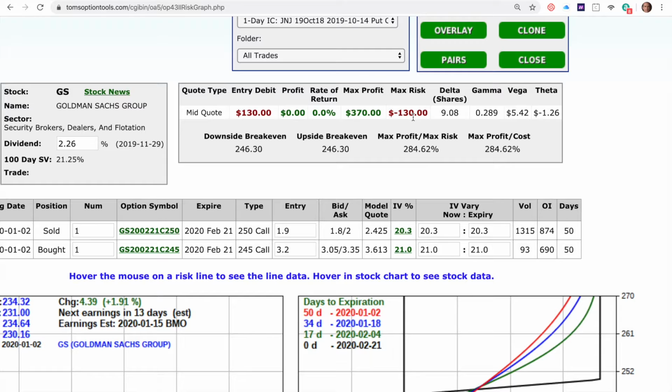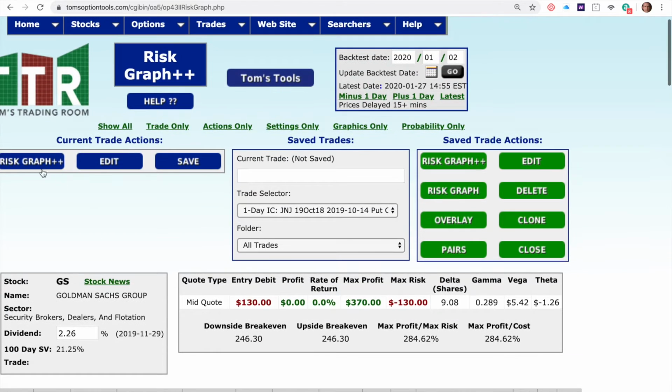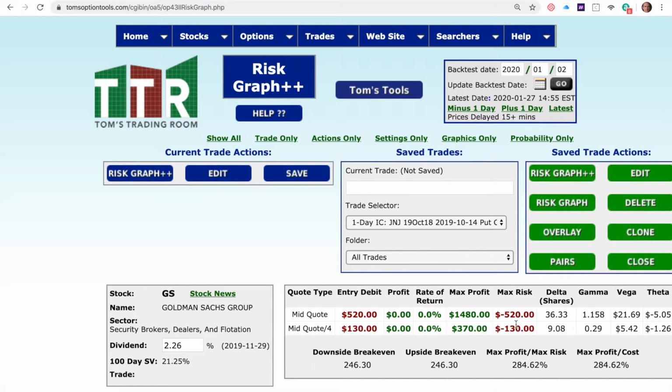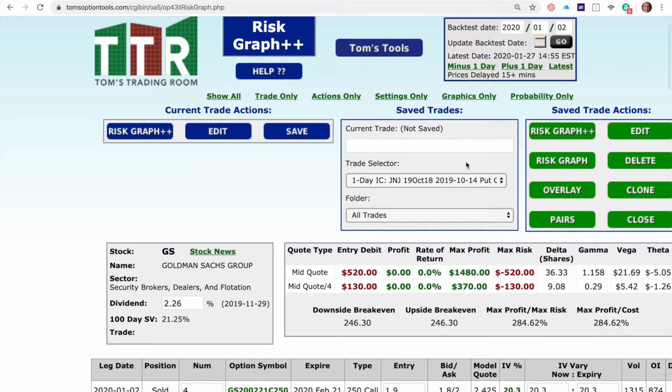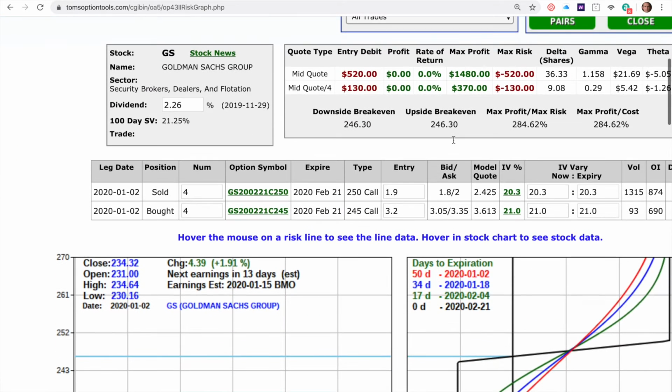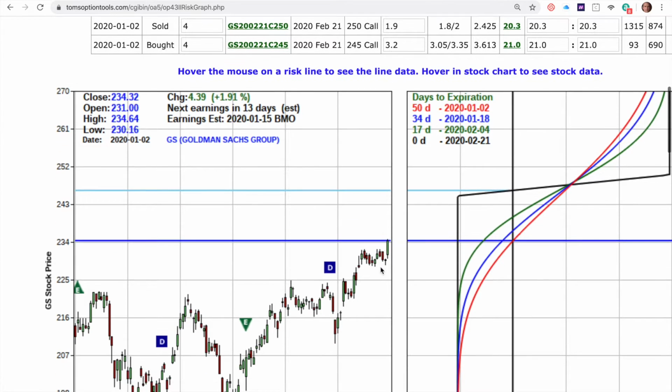If I want to have my position size be $500, then in this case, I might select 4 contracts by changing the 1 to a 4 under num, and that'll get me 4 contracts, and click the risk graph button again, and that will get me up just over $500, $520 of risk. So there's my trade. The most I could lose is $520. I'm bullish on the stock. You can see the stock's been on a nice bullish trend.